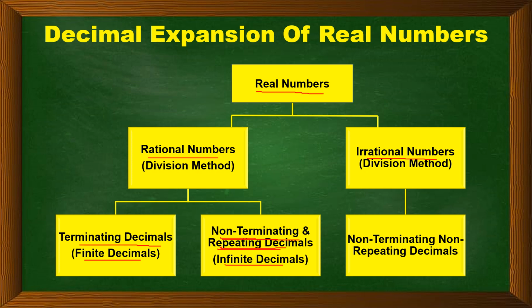Now in case of irrational numbers, when we convert into decimal form, we get the decimal expansion in the form of non-terminating and non-repeating. That means it will not come to an end, it will not terminate, as well as it will not repeat. So in case of rational numbers, we have terminating as well as non-terminating and repeating decimals. In case of irrational numbers, we have non-terminating and non-repeating decimals. Now we shall learn about them one by one.